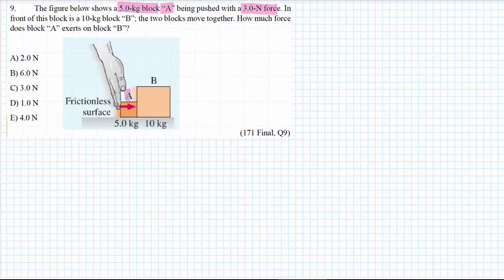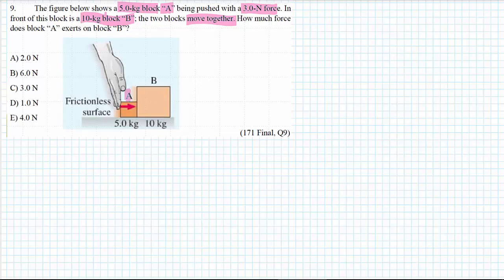In front of this block, there is another 10 kilogram block B. The two blocks move together. Moving together means they have the same acceleration. How much force does block A exert on block B? So he's asking here, what is the force between block A and block B?